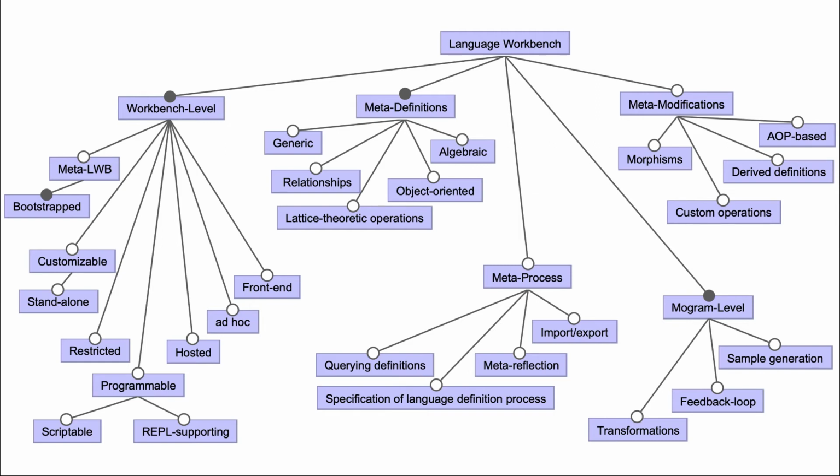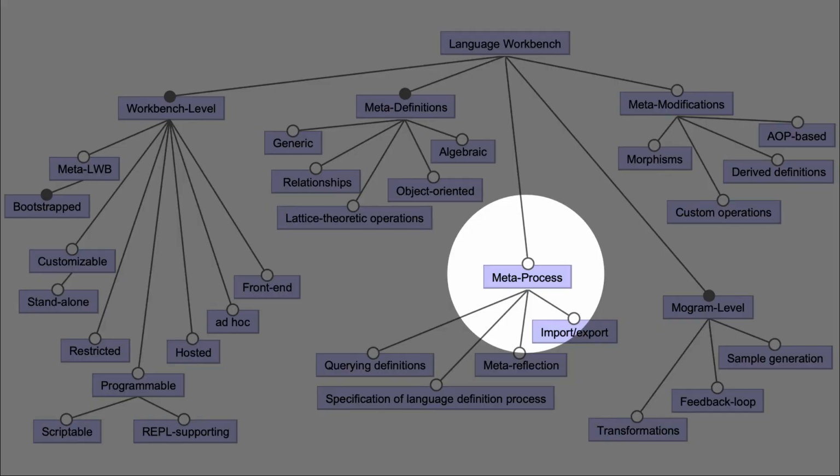The theoretical framework for a comprehensive support of transforming meta-definitions are signature morphisms and their extensions in the context of the theory of institutions. These would enable customizing workbench behavior in arbitrary ways, not necessarily semantic preserving. The meta-process group is about the functionality to support a language engineer during the language definition process.